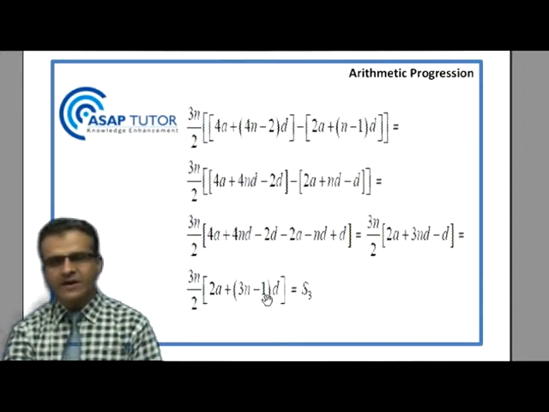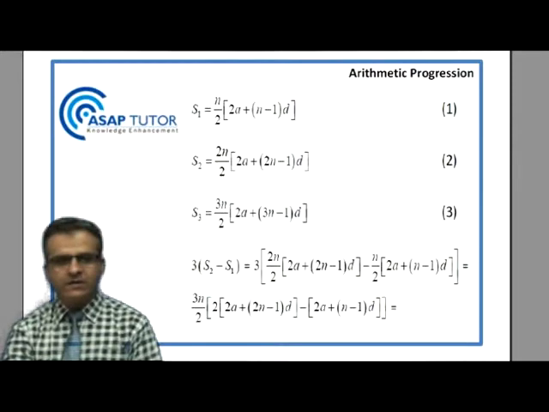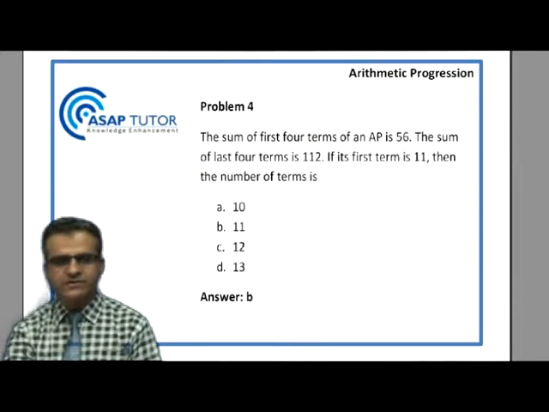Now from here we can take d common. It becomes 3n minus 1 into d. Now finally we get an expression 3n by 2 into 2a plus 3n minus 1 into d, which is nothing but S3. So therefore the value of 3 times S2 minus S1 is equal to S3.